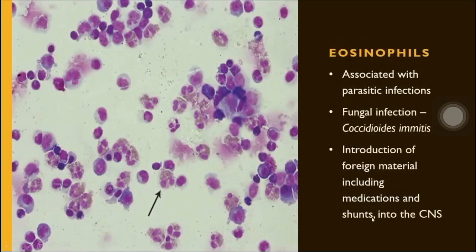Next, we have eosinophil. Eosinophil is associated with parasitic infection, most commonly infections with rat lungworm. If you try to recall, rat lungworm is also known as Parastrongylus cantonensis, which is the most common cause of eosinophilic meningitis. Aside from parasitic infection, it is also increased in fungal infection with Coccidioides immitis. Again, Coccidioides immitis is a fungus that causes San Joaquin Valley fever or desert fever.